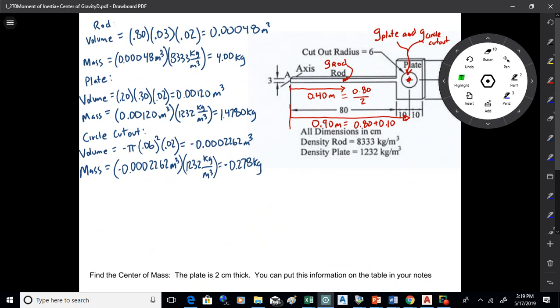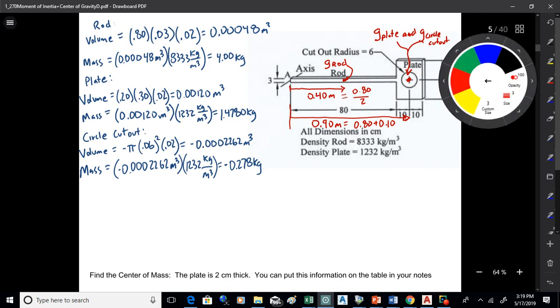So what I'm going to do for each one is find the volume based on that 2 centimeter thickness. For that first one, it'd be 0.8 by 0.03 by 0.02, 0.00048 cubic meters. And then I'm going to multiply that by the density of 8,333 kilograms per cubic meter, and that gets me the mass of the rod, 4 kilograms.